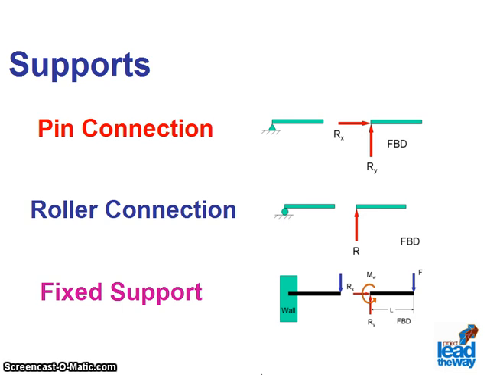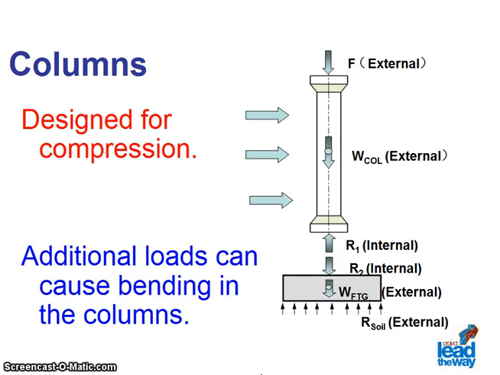Columns carry primary axial loads and therefore are designed for compression. Additional loads from snow, wind, or other horizontal forces can cause bending in the columns. Therefore, columns need to be designed for axial load and bending.